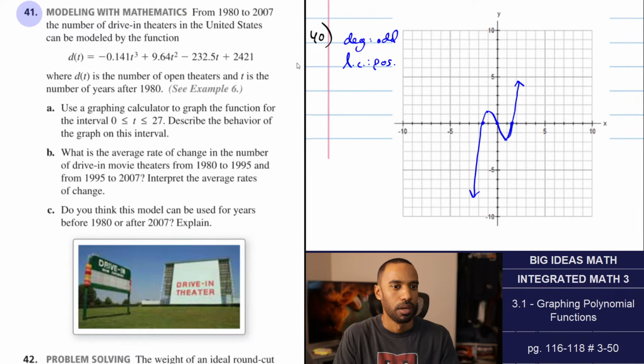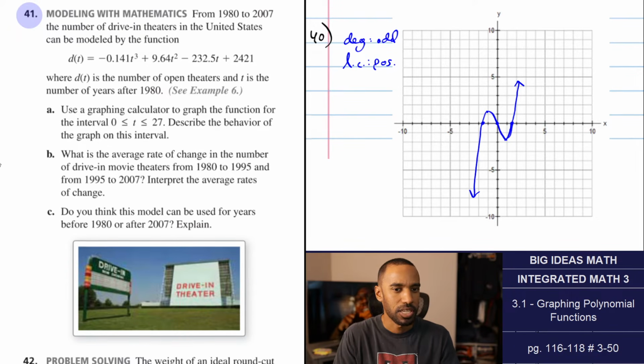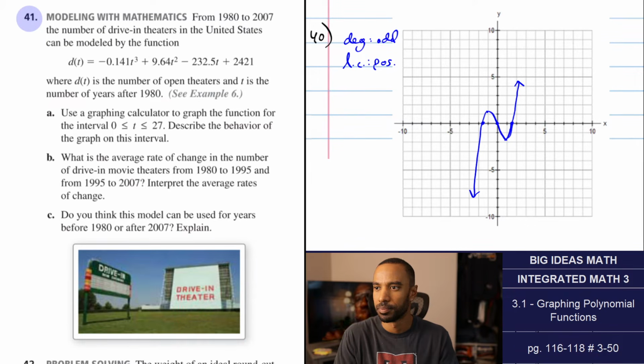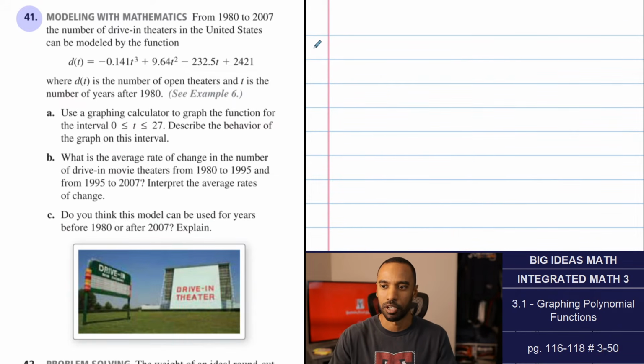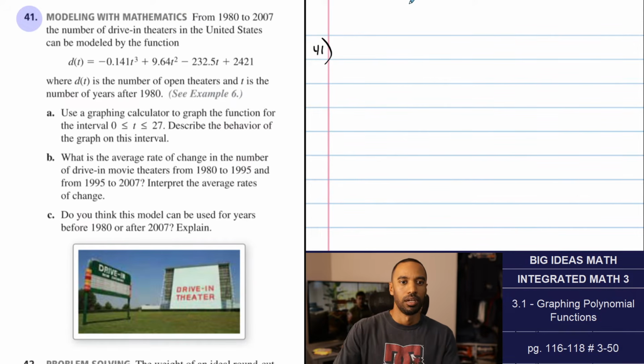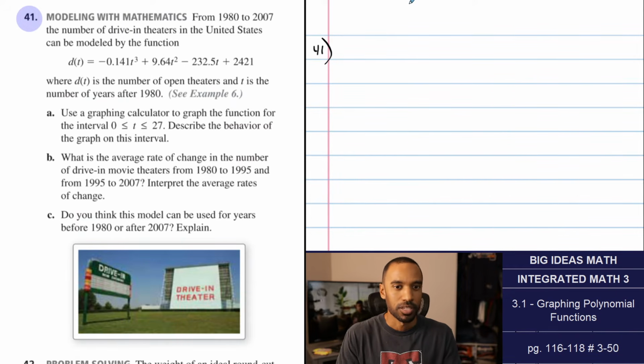Number 41, modeling with mathematics. From 1980 to 2007, the number of drive-in theaters, oh, I miss drive-in. Actually, I have a drive-in theater kind of nearby me, but I missed just the events.